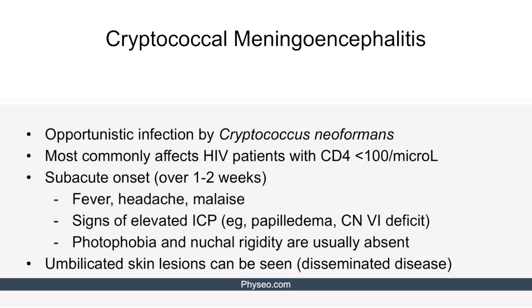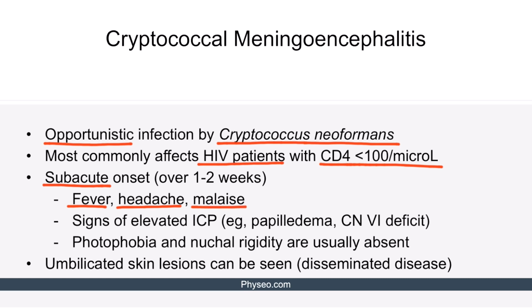So this is an opportunistic infection caused by Cryptococcus neoformans, which is an encapsulated yeast. It most commonly affects HIV patients with CD4 counts less than 100, and it has subacute onset. So instead of being rapid, within 12 hours like Neisseria meningitidis, this one actually occurs over 1 to 2 weeks. And the patient usually presents with a fever, headache, and malaise. So pretty common meningitis symptoms.